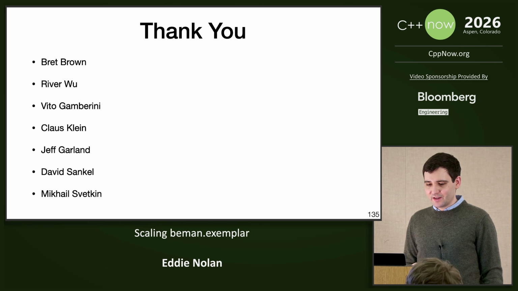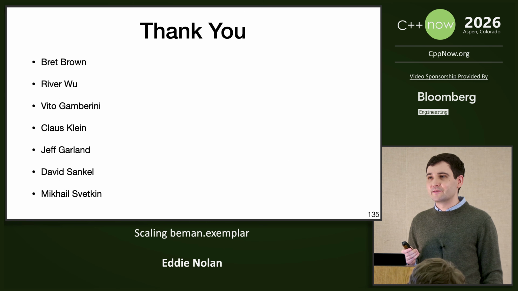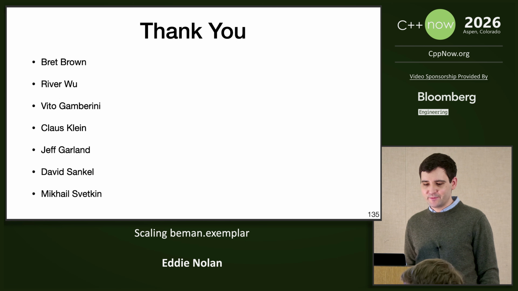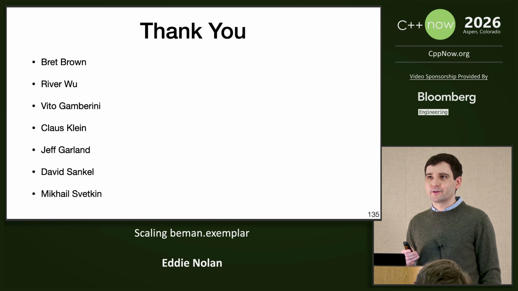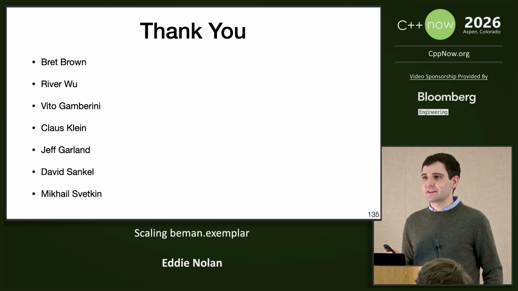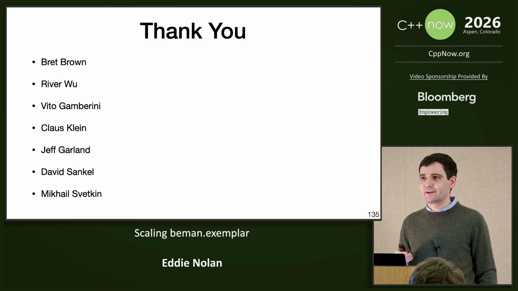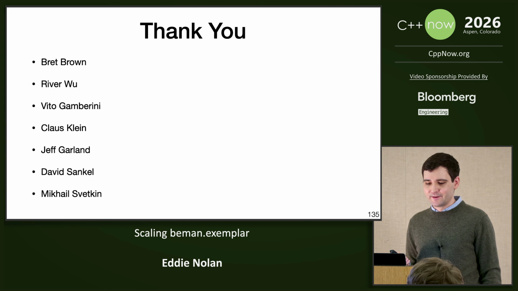Beman is a complete team effort, but all of the people mentioned here were really important to what you saw previously. Brett did a lot of really foundational work on setting up beman and its CMake configurations. River was essentially the primary maintainer of exemplar for a really long time. Vito contributed the VC package registry, among other things. Klaus did a refactor of the beman install logic so that it would support module installation. Jeff has been leading the project and, in addition to doing some work on exemplar himself, has provided a lot of really helpful guidance.